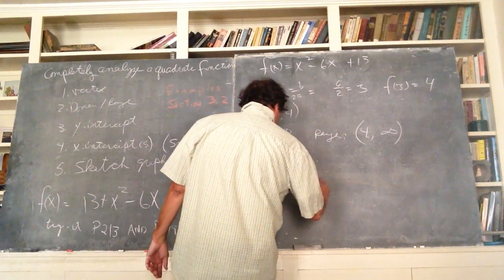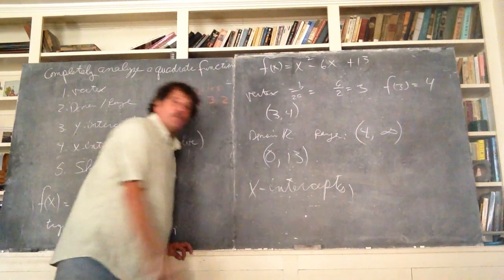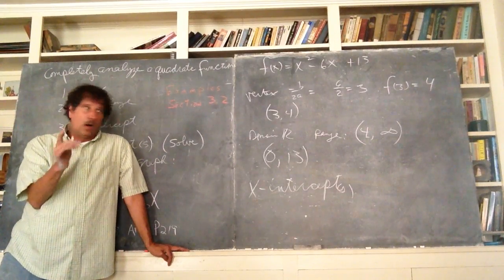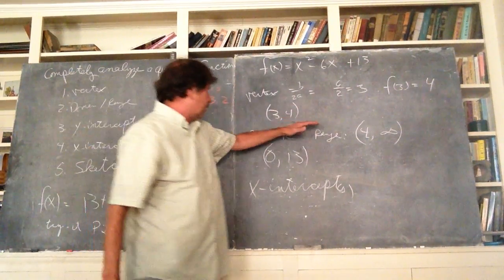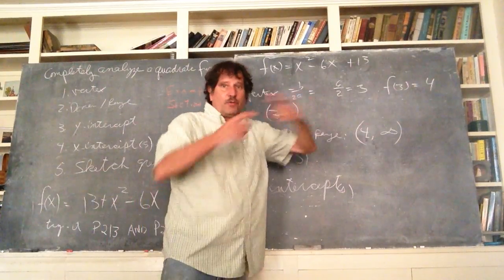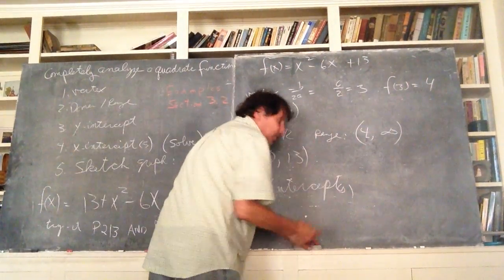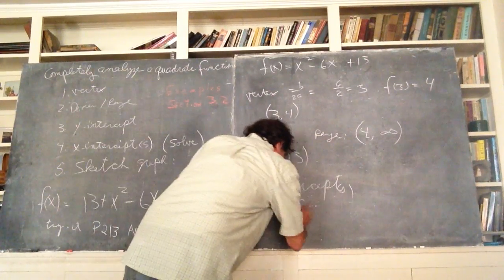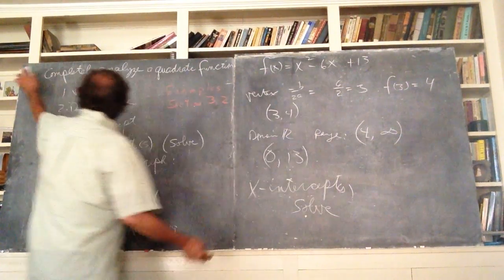X-intercepts, if there are any. And by the way, right now, if you know what we're doing, you'll understand there are no x-intercepts because of this range. It goes from 4 up. It never touches the bottom. So the x-intercepts, the way we do it, this means solve. And we're going to get an imaginary. That's the point.